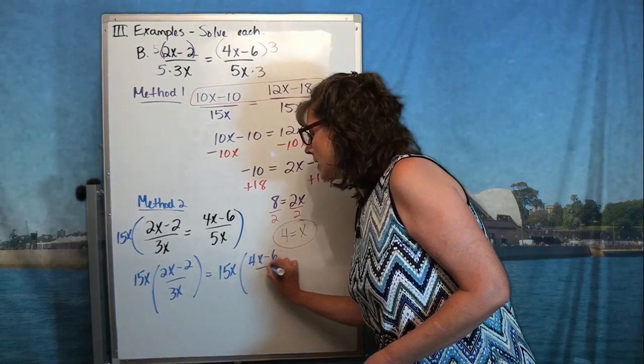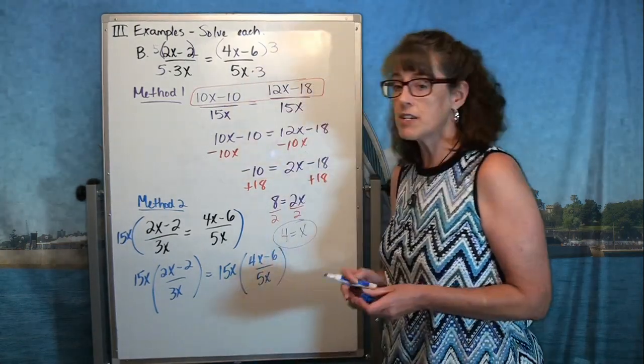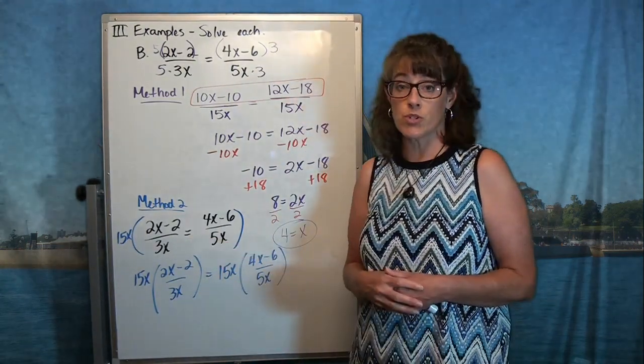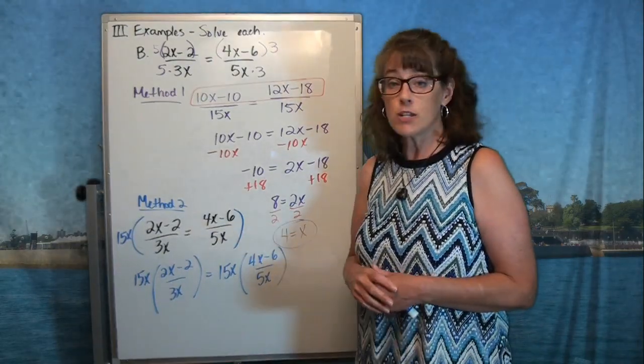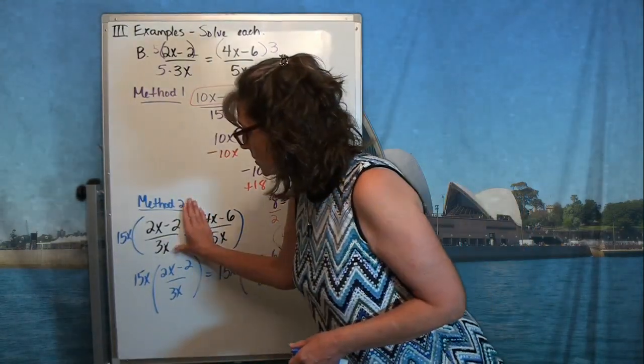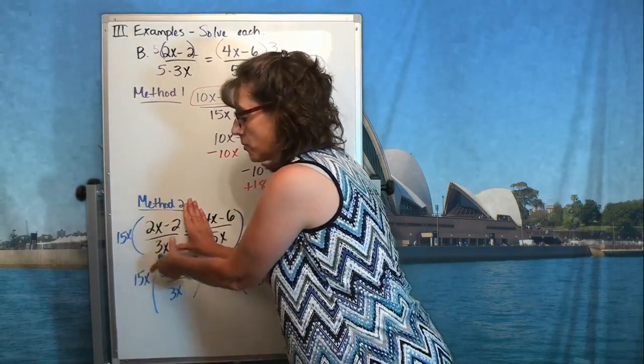And I want to point out right here that this is the reason that this method is okay to use when you have an equal sign. It's not okay to do when you don't have an equal sign. When there's no equal sign right here, you're going to change value right there.